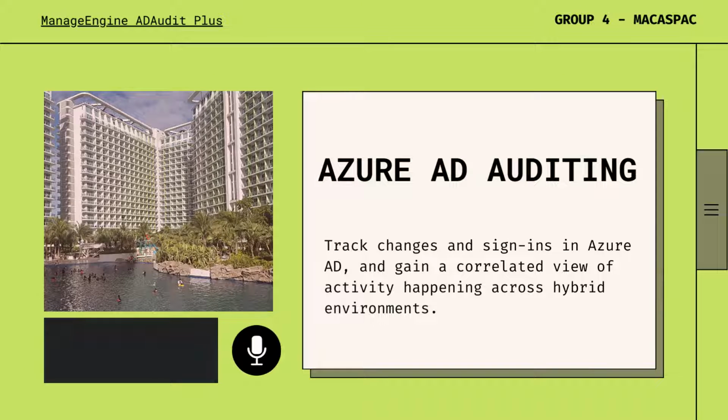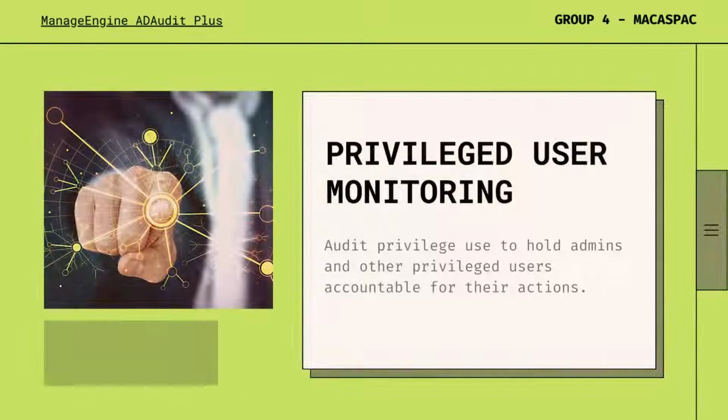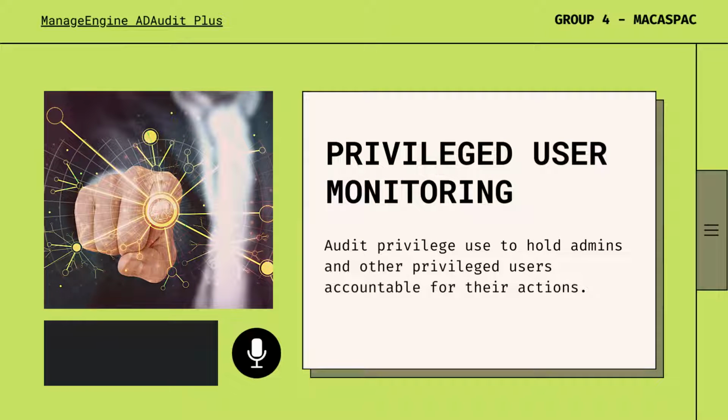Sixth is the Azure AD auditing. Track changes and sign-ins in Azure AD and gain a correlated view of activity happening across hybrid environments. With Azure Reporting Tool, you get full visibility into all changes and logons occurring on your Azure Active Directory. In here, we have logon auditing, user and device change auditing, group membership and role change auditing, and application change auditing.